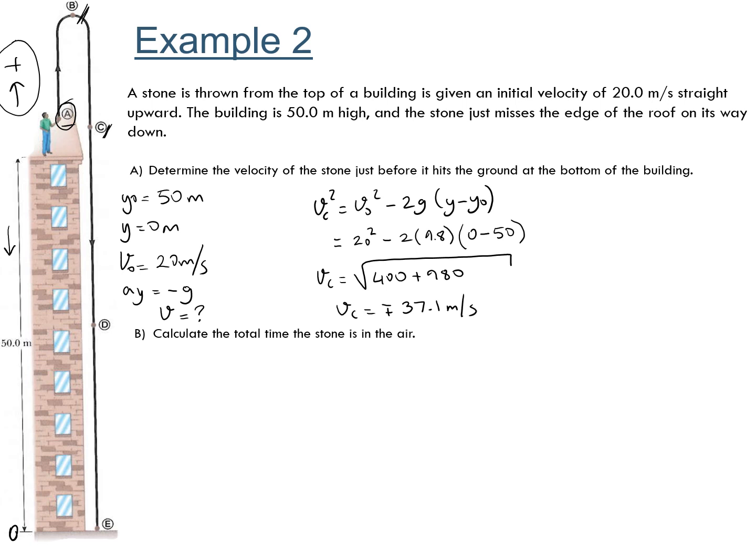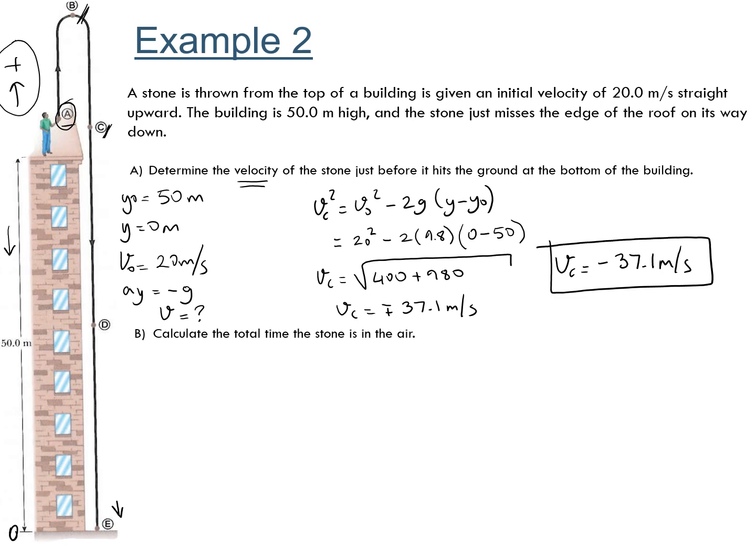Well, which is the answer, plus or minus? They are asking me the velocity, right? My velocity at point C is pointing downward, therefore it should be negative. Therefore my final answer: velocity at point C is equal to negative 37.1 meters per second. So there you have it.